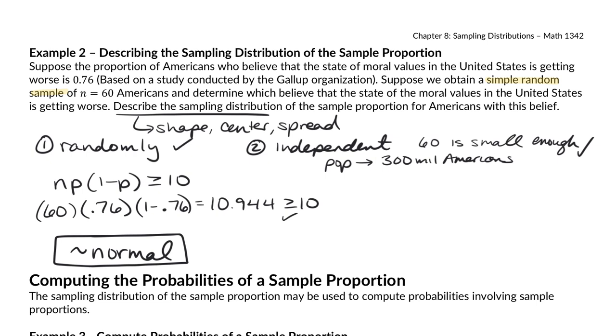The formula for center, the mean, mu of p hat, is just going to be equal to the statistic that we have, that sample proportion, which means, boom, I already know it's 0.76. There's the center.